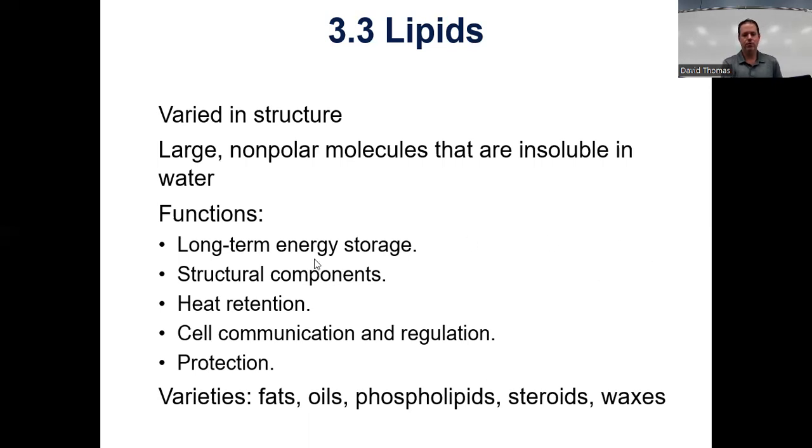They come in different varieties. Most of us are familiar with at least the first two, fats and oils. Those are both lipids. Phospholipids, you may not have seen that. We'll talk about that more in another chapter, because that's what you find in cell membranes, the phospholipid bilayer. They also include a group of compounds known as steroids. We'll talk about those a little bit, and also waxes.